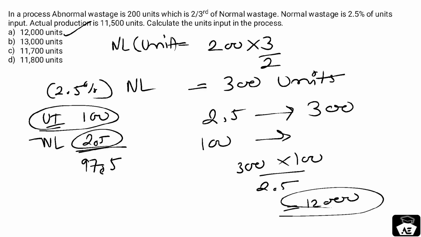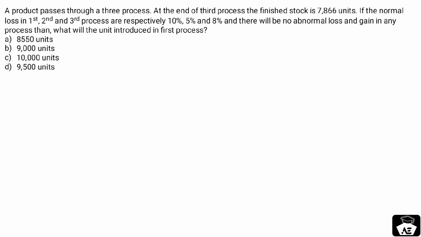Moving to next question. A product passes through a 3 process. At the end of the 3rd process, the finished stock is 7866 units. If the normal loss in 1st, 2nd and 3rd process are respectively 10%, 5% and 8%, and there will be no abnormal loss or gain in any process, then what will be the unit introduced in the 1st process? आपको 3rd process का unit दिया है, that is 7866. Yes, it is your finished stock, and you were asked to find out the unit introduced in a very first process.